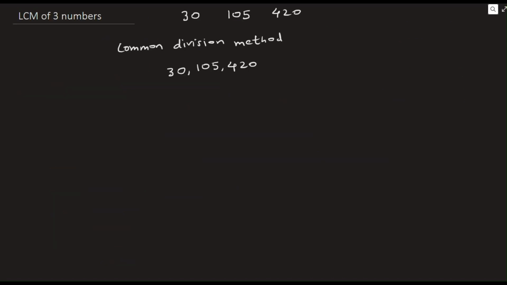Next, the following part is how do I find the LCM of three numbers? Until now I have found the LCM of two numbers together, but now I consider three numbers and I do it with the common division method. So I write down the three numbers together.